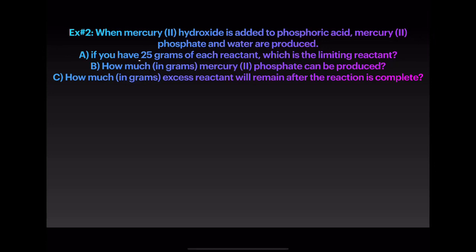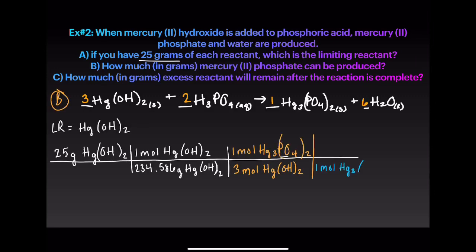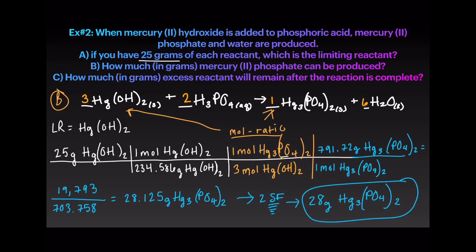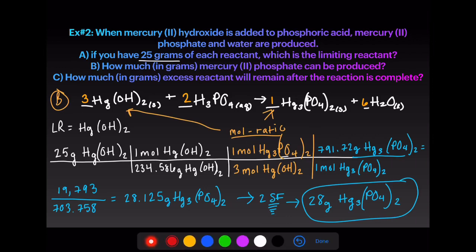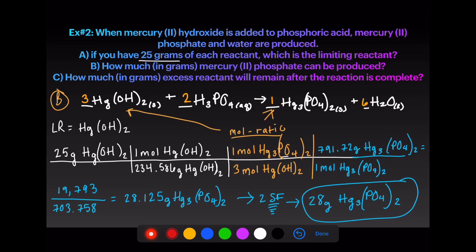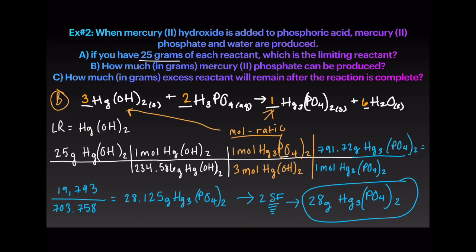So now I can actually answer letter B. And I'm going to use that number, 25 grams of mercury hydroxide, to do my stoichiometry. And that yellow part is my mole ratio. It comes from my balanced equation. And then the last part that's written in aqua is me converting from moles back into grams. In this problem, we have two significant figures, so my answer has to be two significant figures.